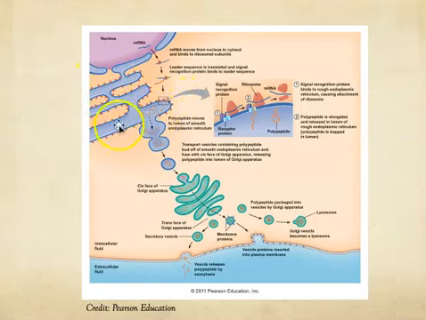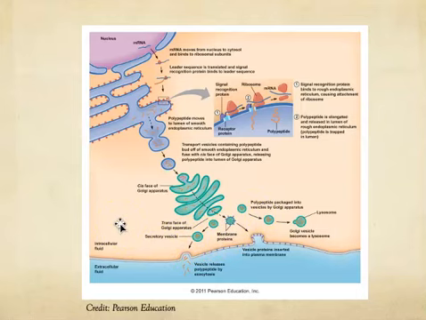And as it reaches the end of the rough endoplasmic reticulum, it's going to be placed into a transport vesicle and sent along to the Golgi apparatus, where additional modifications will be made, particularly to the carbohydrate side chains that have been added to the protein, if there are any. It will then be packaged into more transport vesicles and sent off to its final destination.